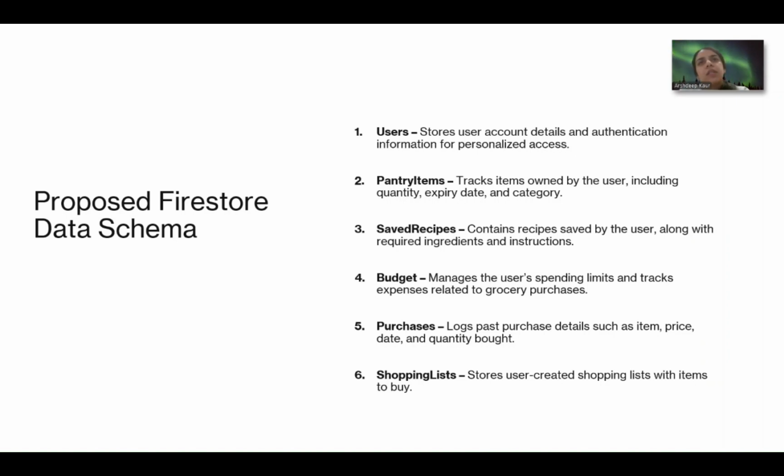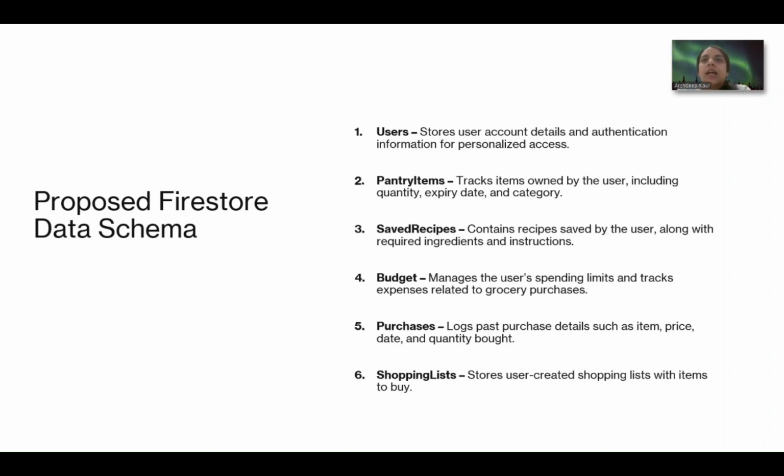Next is the pantry item, which tracks all the items and logs their info like expiry date, quantity, and category. We also give the user the option to save some recipes in the database so they can visit them later, so that's saved in the recipes table. The next one is the budget. It manages the user's spending limit and tracks expenses related to grocery purchases.